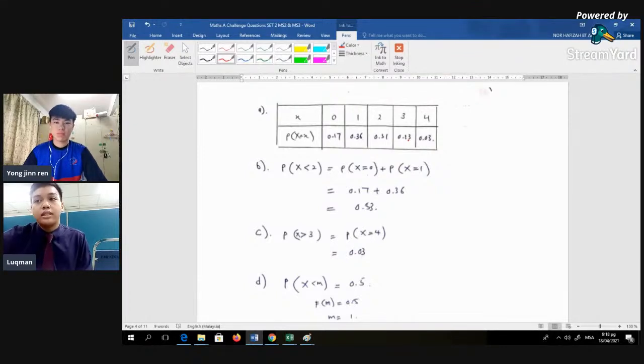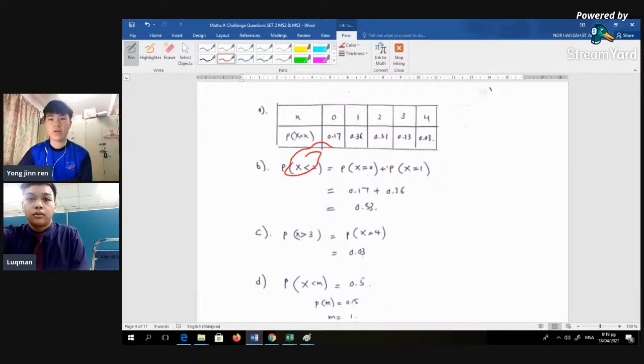For B, what is the probability that the process is recalibrated fewer than 2 times during a week? It means less than 2, so only 0 and 1 are included. We can look from the table: P(X=0) plus P(X=1), so 0.17 plus 0.36 equals 0.53. So that's the answer.